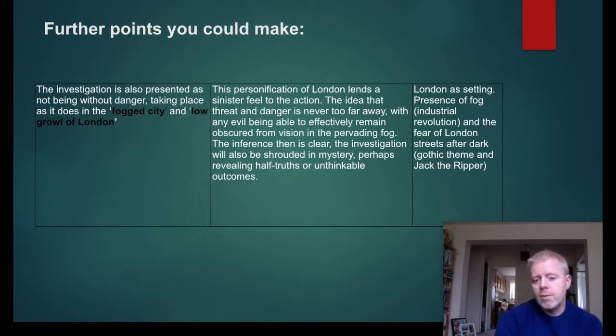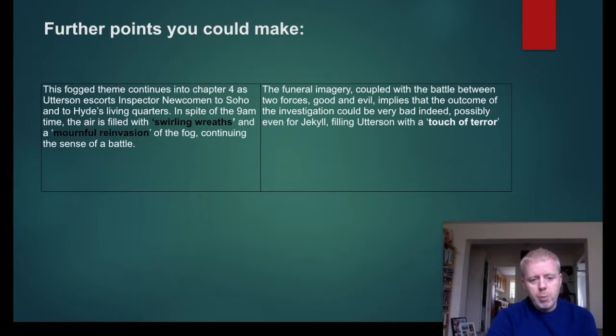Contextual points: London as setting, presence of fog, Industrial Revolution, and the fear of London streets after dark, Gothic theme, and Jack the Ripper. Jack the Ripper was actually prowling the streets of London about 18 months after this novel was first published. Another point you could make, the fog theme continues into chapter 4.